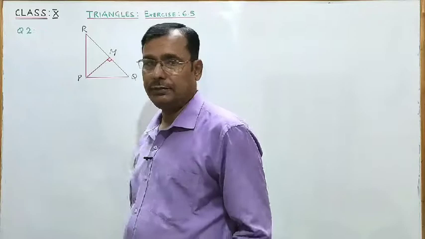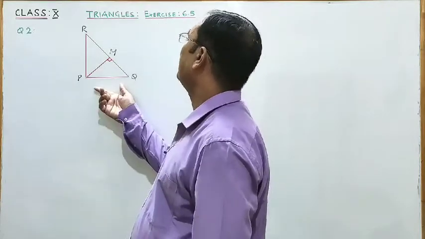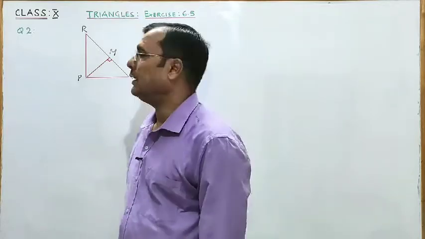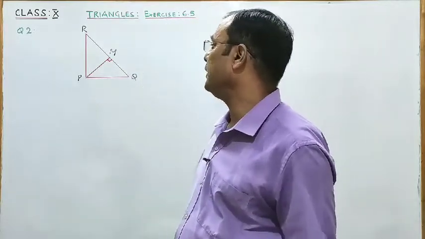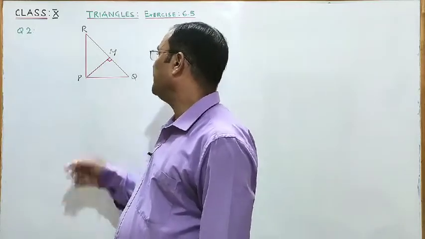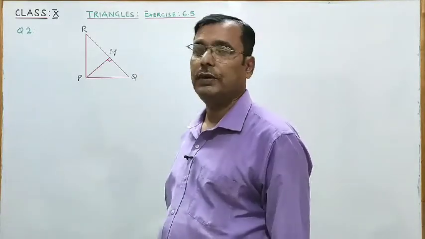Exercise 6.5, question number 2. PQR is a triangle right angled at P and PM is perpendicular to QR. We have to prove that PM square is equal to QM into MR.